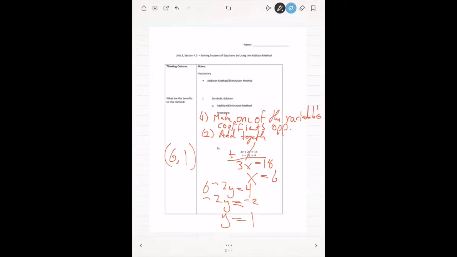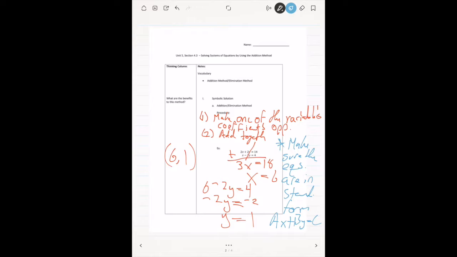Now, a key component, I guess I could include this as one of the steps, but I'm making a big note for ourselves. Make sure the equations are in standard form. Remember, standard form is ax plus by equals c. So basically have your equations all lined up. We're going to use standard form in this case, but really just have your equations lined up.